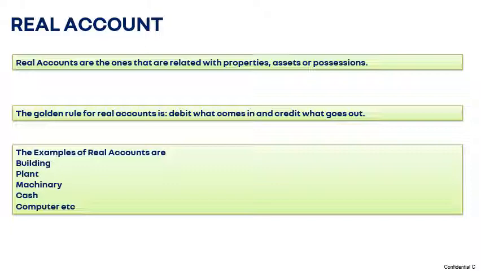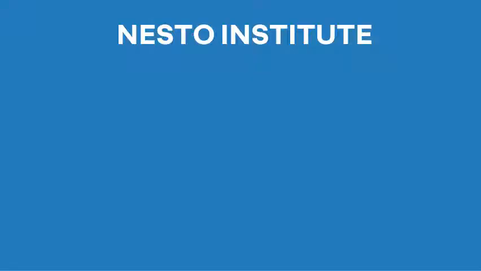Okay, so these are the three accounts critical for an organization to understand: personal, nominal, and real account. The personal account golden rule is debit the receiver, credit the giver. Nominal account: debit all expenses and losses, credit all income and gains. Real account golden rule is debit what comes in, credit what goes out. I hope everyone understood the different types of accounts, the definitions of accounts, and the golden rules of each account.